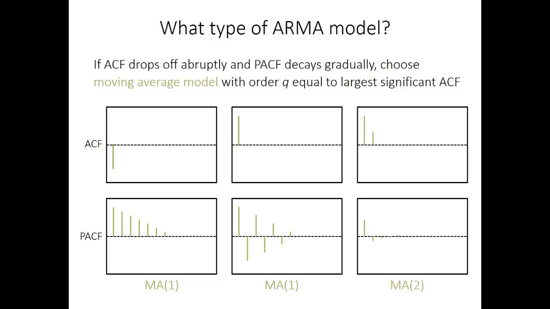And like before, higher-order processes can be harder to diagnose. This example has two significant autocorrelation lags. It could be an MA2 model.